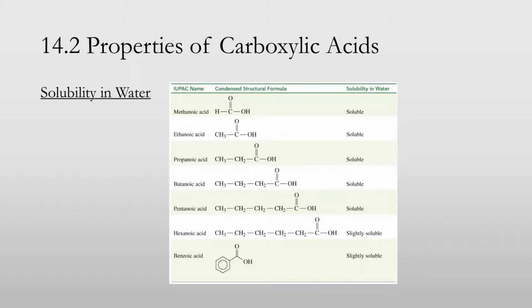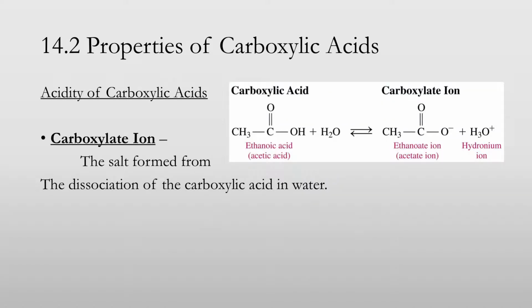To reinforce my information there, we can see the solubility of some of these basic carboxylic acids. And so methanoic acid is soluble, ethanoic or acetic acid is soluble, propanoic acid is soluble, butyric acid is soluble, pentanoic acid is soluble, and then you get to hexanoic acid and benzoic acid, each with 6 carbons. Or actually, benzoic has 7, but those are slightly soluble, and then anything bigger than those are going to be insoluble.